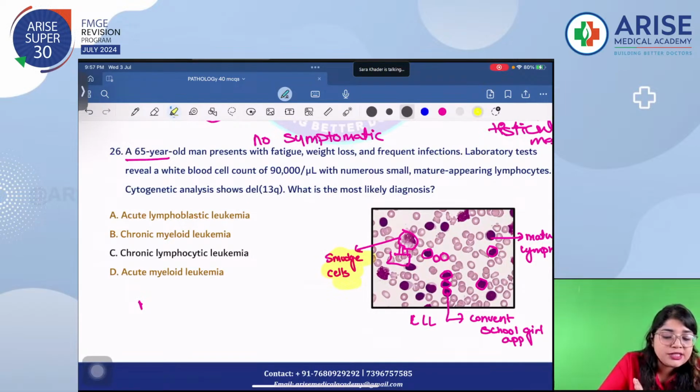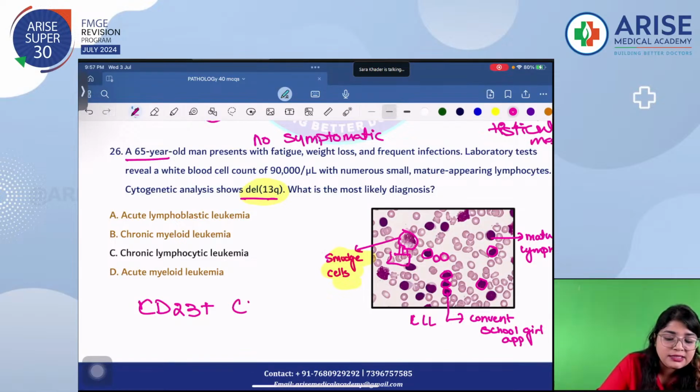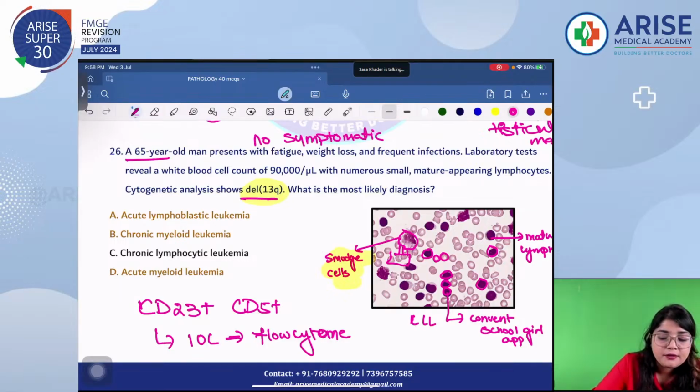And the cytogenetic variation shows deletion of 13q. Also remember, these are CD23 positive and CD5 positive. That's why the investigation of choice will be flow cytometry. Investigation of choice will be flow cytometry.